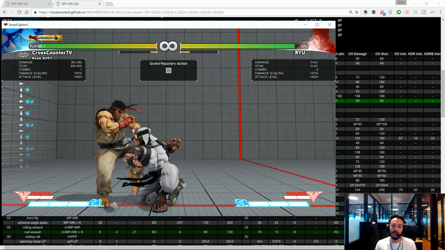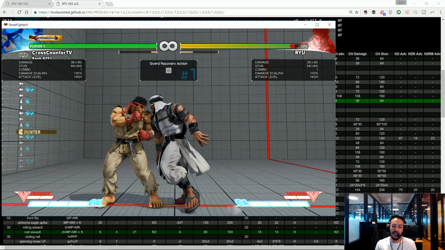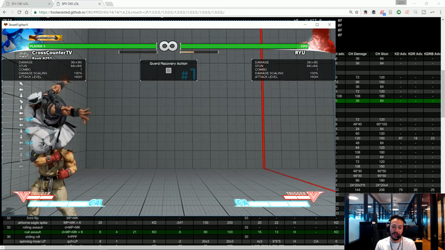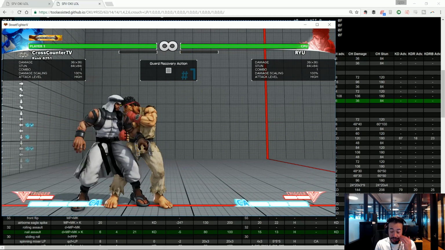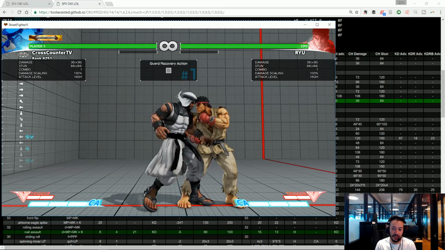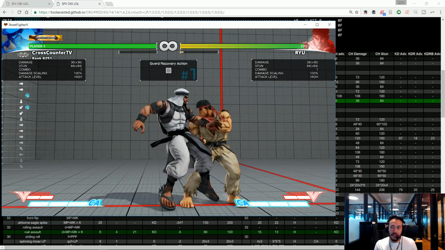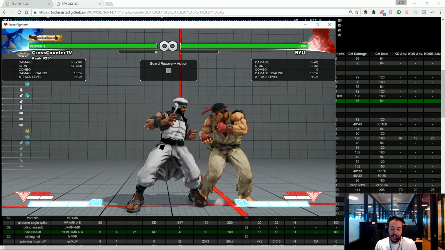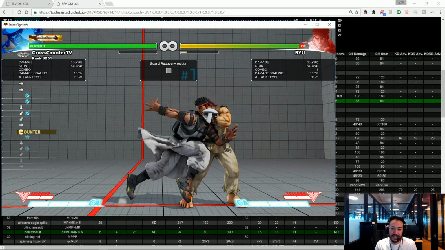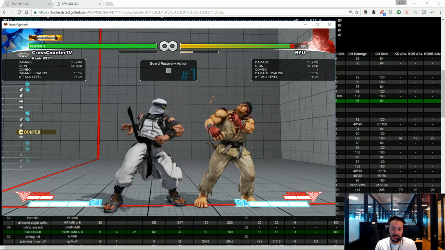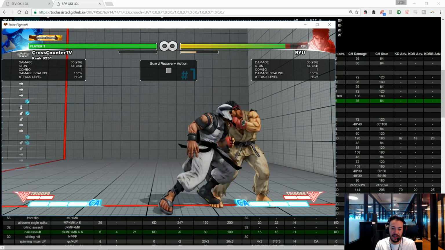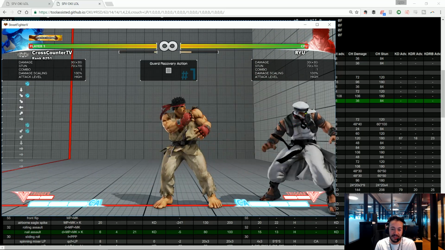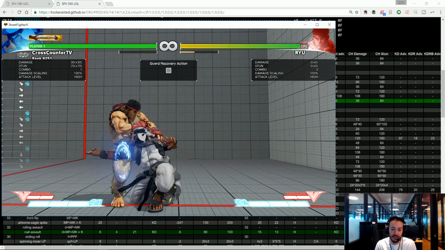So remember that Rashid's jabs are chainable. The difference between chains and links is that chained normals are cancelable, like a special move is cancelable. But a link is where a move will combo because the animation finishes.